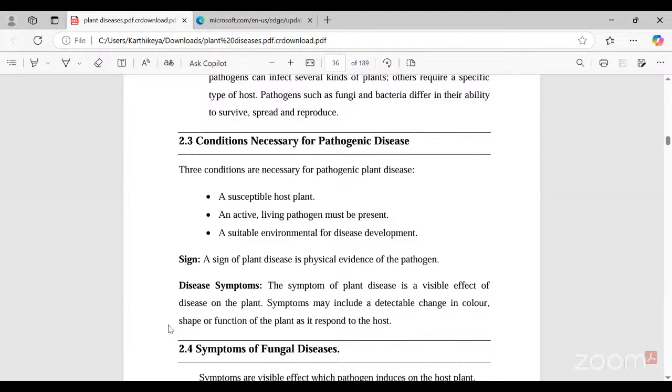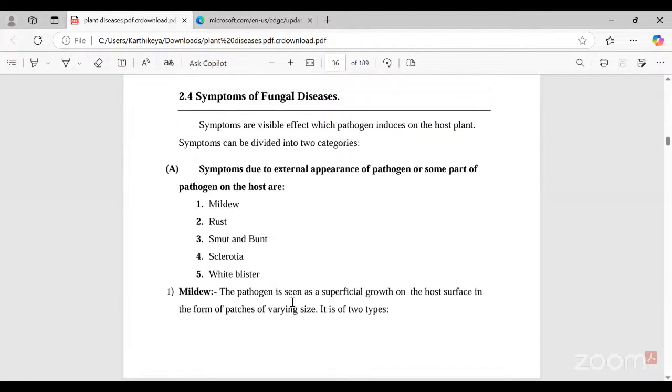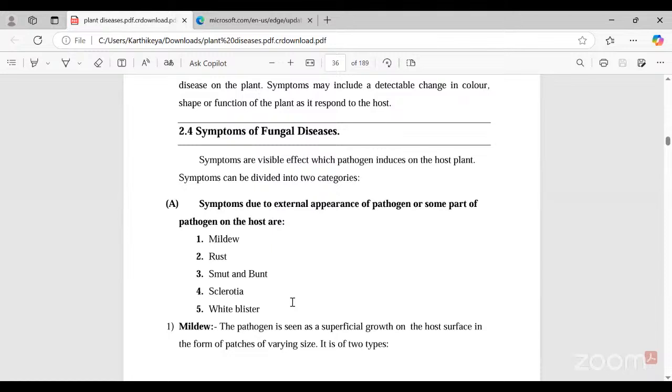The symptoms of plant disease are the visible effect of the disease on the plant. Symptoms may include detectable changes in color, shape, or function of the plant. They represent the response of the host. What fungal disease symptoms are there? Symptoms are the visible effects which a pathogen induces on the host plant. Symptoms can be divided into two categories. One is symptoms due to the external appearance of the pathogen or some part of the pathogen on the host.